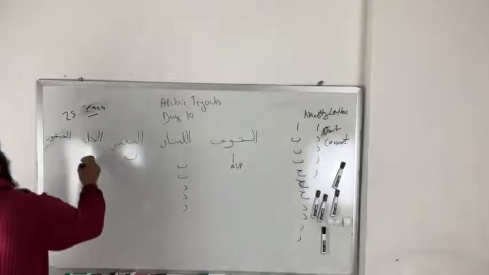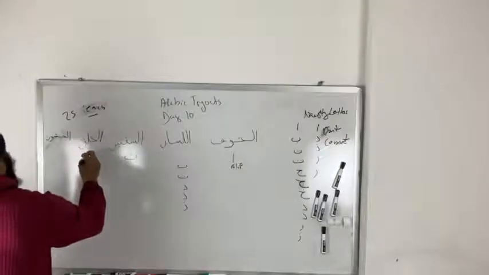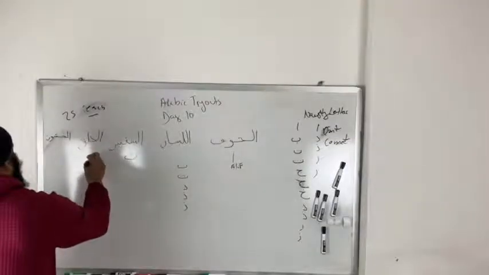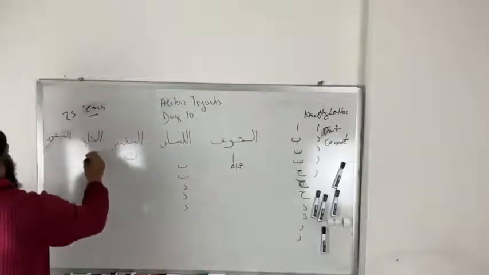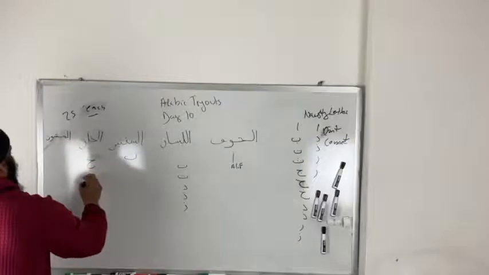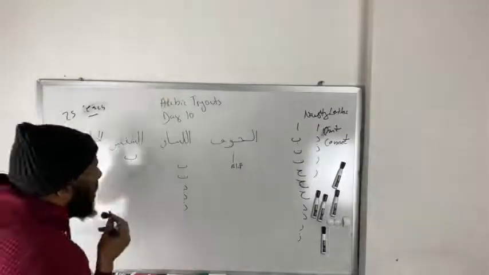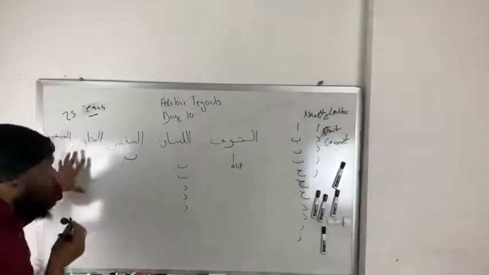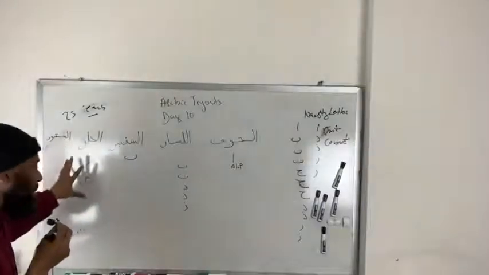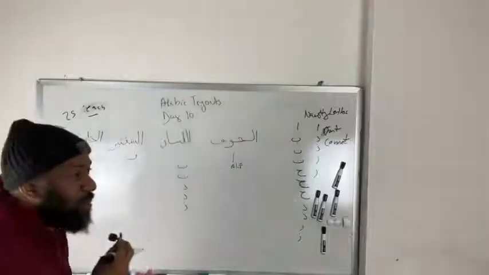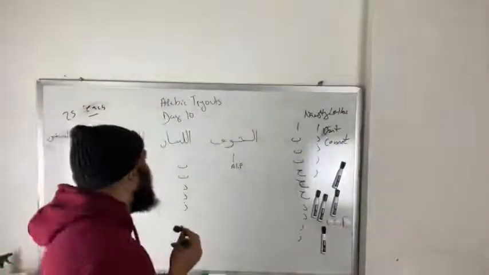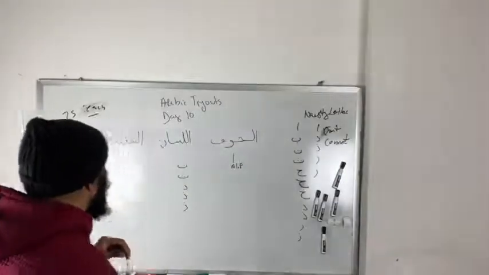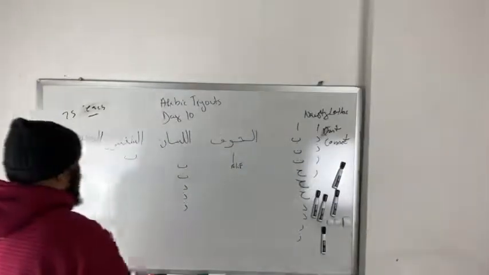We learned that Kha and Ha are from the throat, okay? Different parts of the throat, but nonetheless from the throat. The Kha comes from the front of the throat. The Ha comes from the middle of the throat, okay? So out of the letters we covered so far, this is what we learned.